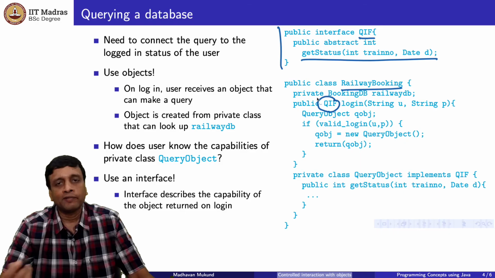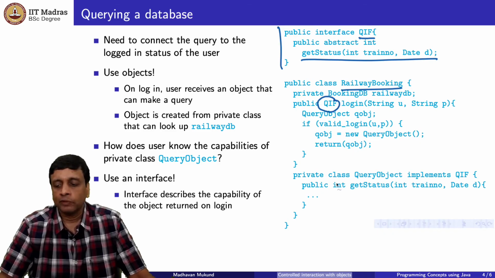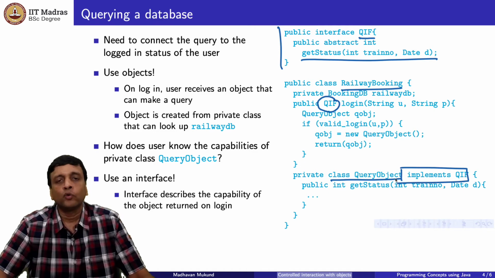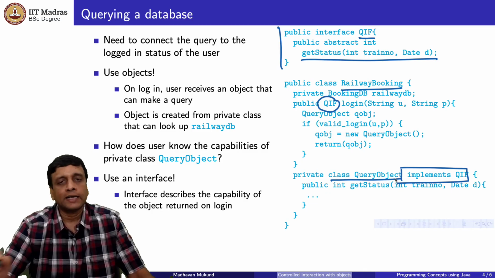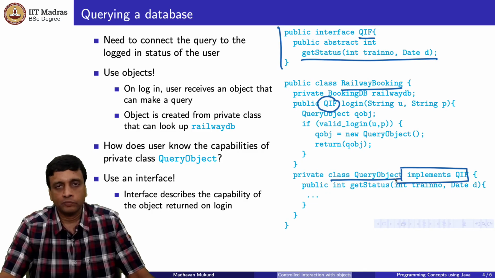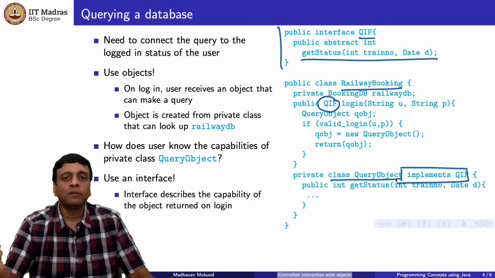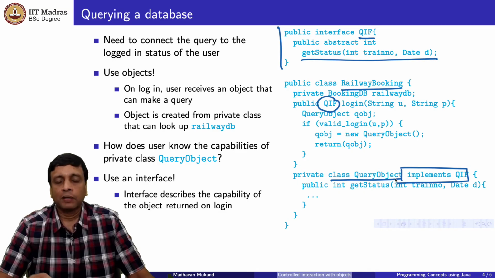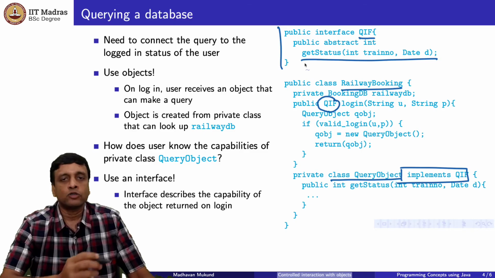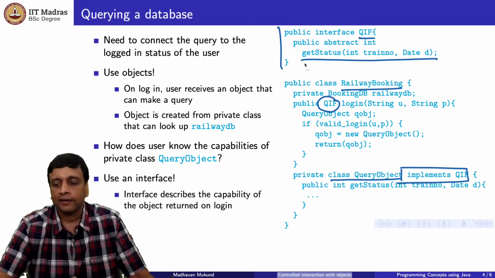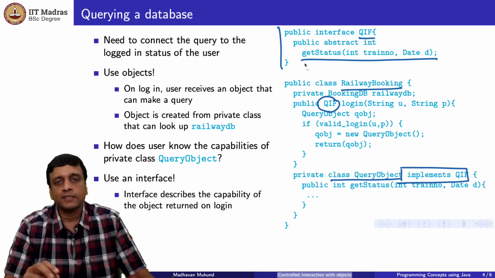Remember that when you have abstract classes or interfaces, you cannot create objects like that, but you can assign types like that. So it gets back an object of type QIF, but the actual object it gets is going to be one which is created from query object. But query object itself is internally known to implement QIF. So all these types now match up. You create a private query object. This private query object implements this public interface QIF. This public interface QIF has this get status, so the outside user knows that this object that is coming back from railway booking can be queried using get status. So all the pieces now fall together.